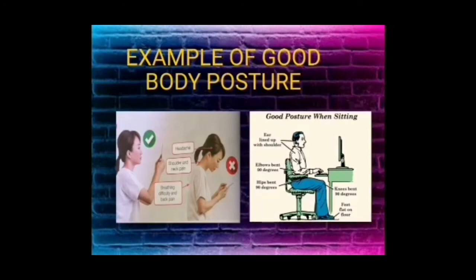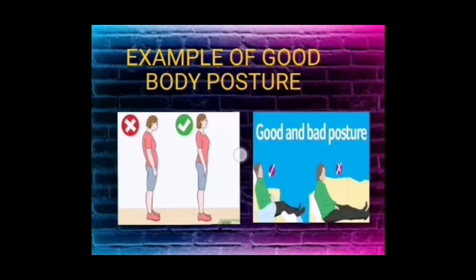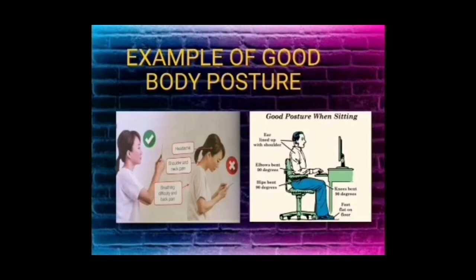On the left picture, it shows the good and bad body posture while we are playing with our smartphones, while on the right picture it shows the good body posture while we are sitting. So by doing these four body postures, we can prevent ourselves from getting any musculoskeletal system disease.